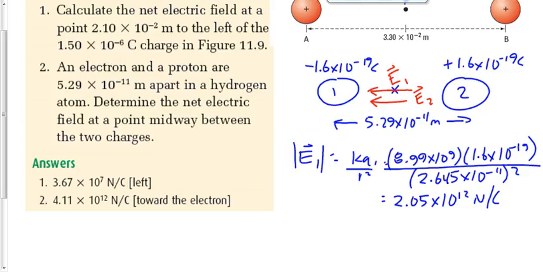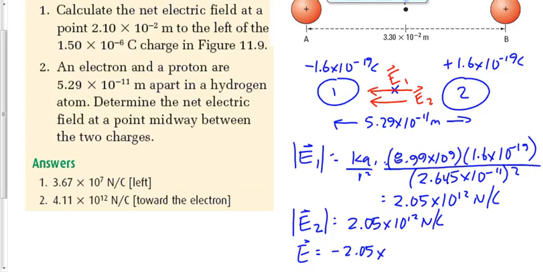Now, E2, we could go through that process again for calculating E2, but I know it's going to be 2.05 times 10 to the 12 because all the numbers are the same. And then when we go to add those up, we're just going to say E, the net electric field, is negative 2.05 times 10 to the positive 12, plus negative 2.05 times 10 to the positive 12. And we end up getting negative 4.11 times 10 to the 12.